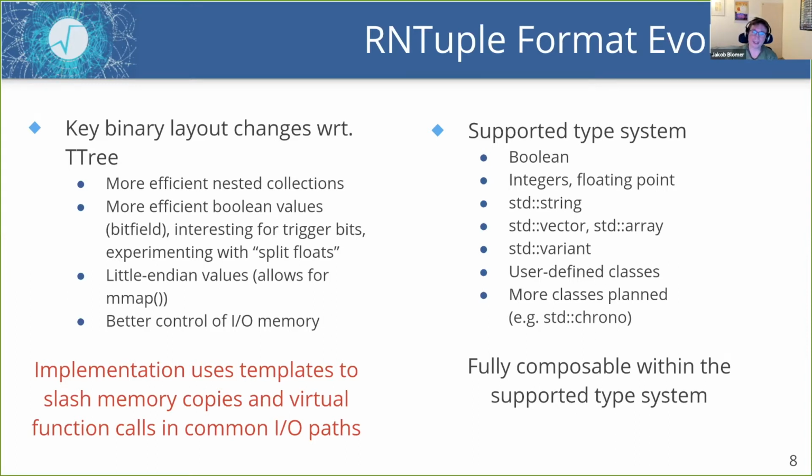But within this whitelisted type system, everything is fully composable. So you can have a vector of array of variant of Boolean string. So it's fully composable, but you are limited to this whitelisted set of types with which you can do I/O. And that has been a conscious choice to have optimal support for those types that are actually needed.